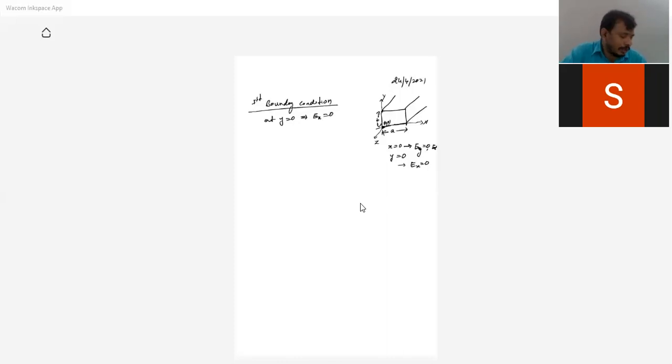Already we know the equation for ex, from our four equations already written: ex, ey, hx, hy. Ex is equal to minus j omega mu by h square dou hz by dou y, minus gamma square by h square dou ez by dou x. Already we derived this equation at the beginning. For the rectangular waveguide, we have the ex component, ey component, hx component, hy component.